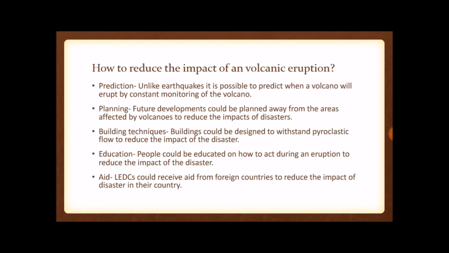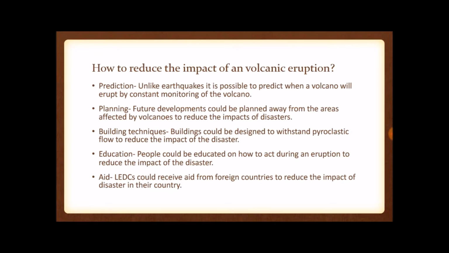The second one is planning. In this way, homes can be planned away from the volcano, so fewer people are prone to die. So this is a very important method. The third one is building techniques. Again, homes can be designed to withstand lava flow, pyroclastic flow, etc. And so in this way, people are saved as well.